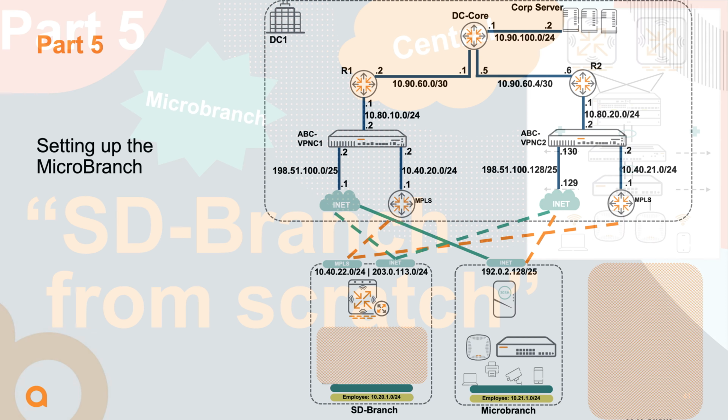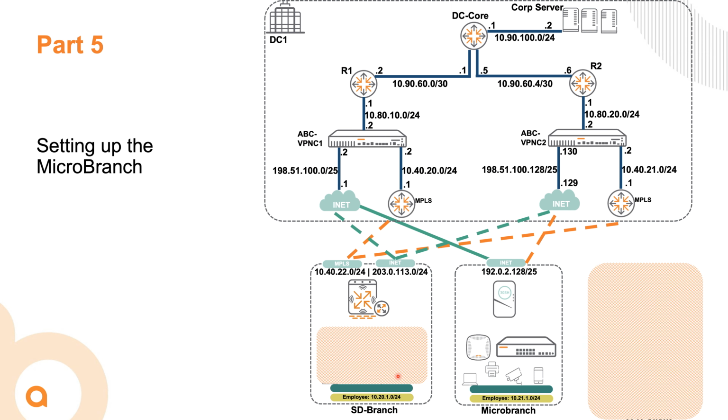But first, let's head over to the topology view. As you can see over here, we've deployed in the last video the branch location for a full SD-Branch environment. But now we'll head over to the Microbranch and we'll connect that to the internet. And this Microbranch will then set up a VPN tunnel to our first VPNC and then a backup connection to the VPNC number 2, which will only become active once the first VPN tunnel goes down.